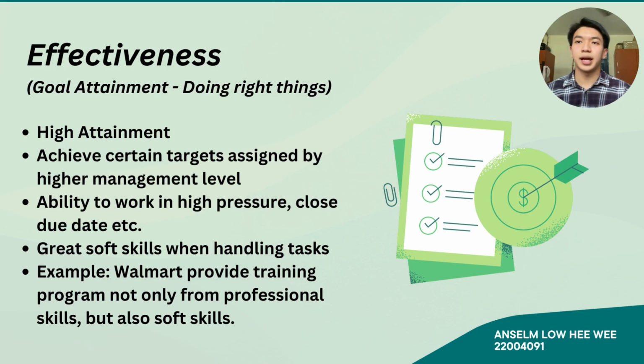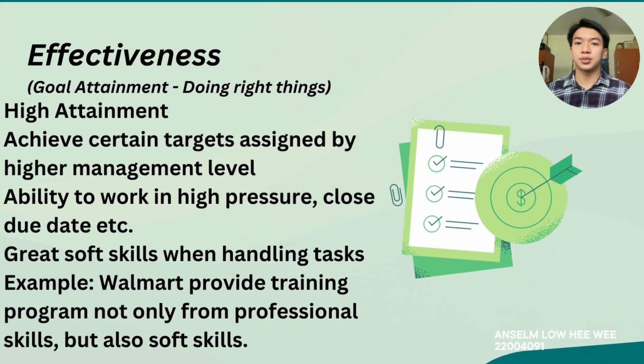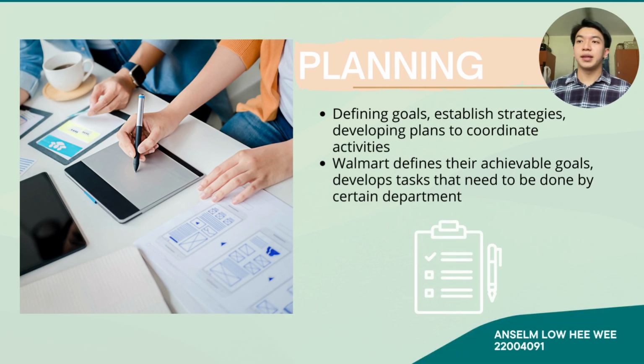They will have the ability to work under high pressure and cross-duty, and also learn great soft skills when handling tasks. For instance, Walmart provides training programs not only for professional skills but also soft skills. There are 4 functions in management. The first one is planning. Planning includes defining goals, establishing strategies, and developing plans to coordinate activities. For example, Walmart defines their achievable goals and develops tasks that need to be done by certain departments.